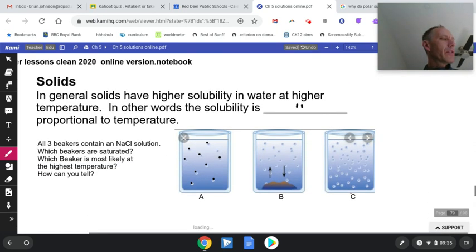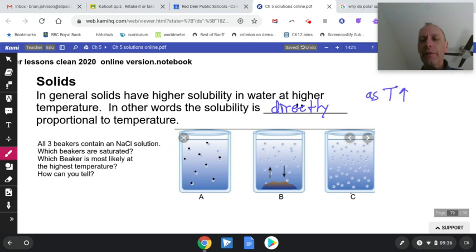Okay, so into our notes. Here we go. In general, solids have a higher solubility in water at a higher temperature. In other words, the solubility is directly proportional to the temperature. So what that means is as temperature increases, solubility increases. Arrows are in the same direction. Two thumbs up, directly proportional. Okay, so let's look at some scenarios here.